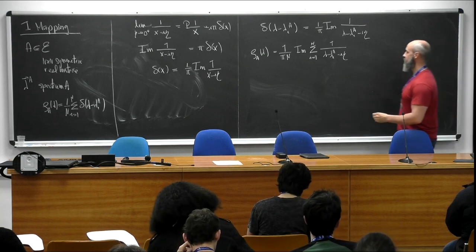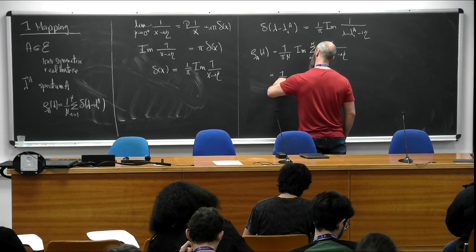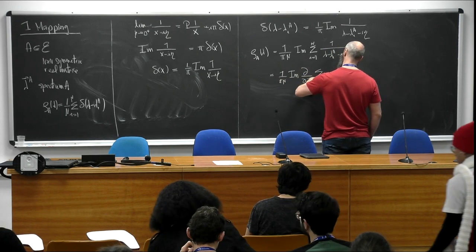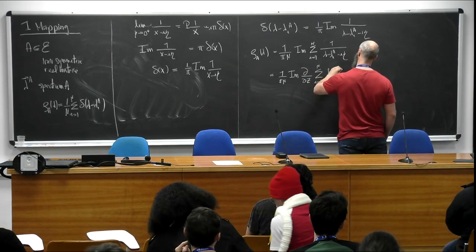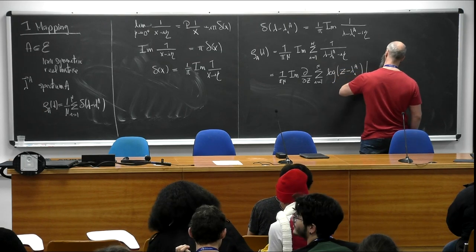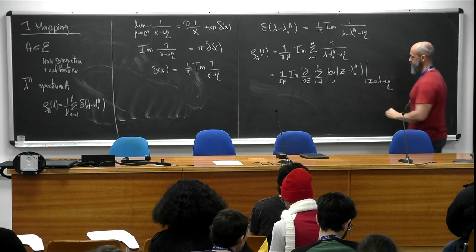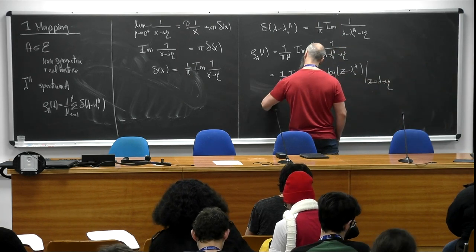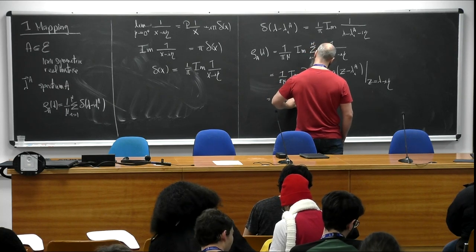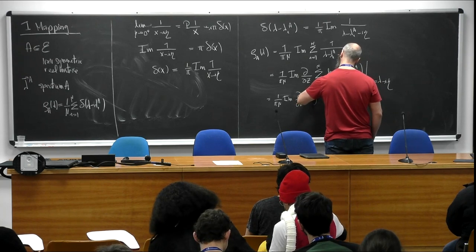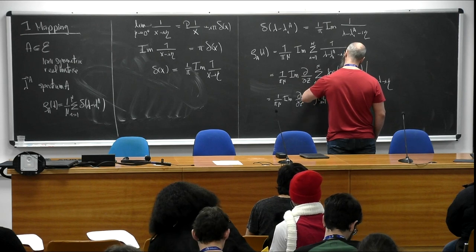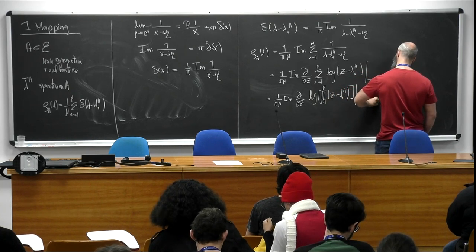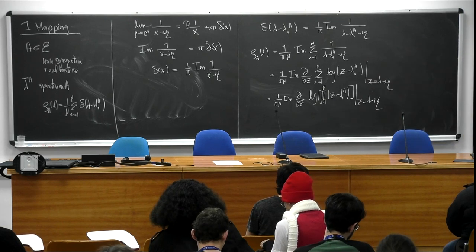And now what can I do? I can write this as 1 divided by pi n, the imaginary part of the derivative with respect to z of the sum i from 1 to n of the logarithm of z minus lambda i A, when z is equal to lambda minus i eta. But this is equal to 1 divided by pi n, the imaginary part of the derivative with respect to z of the logarithm of the product i from 1 to n of z minus lambda i A, for z equal to lambda minus i eta. Right? Are you with me?